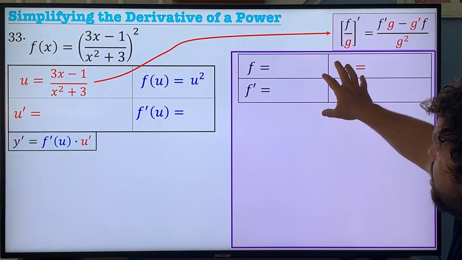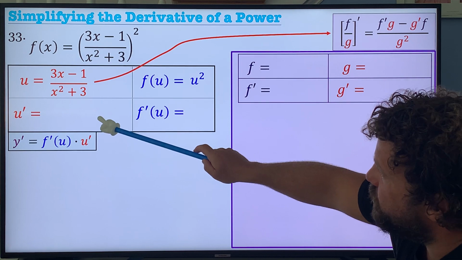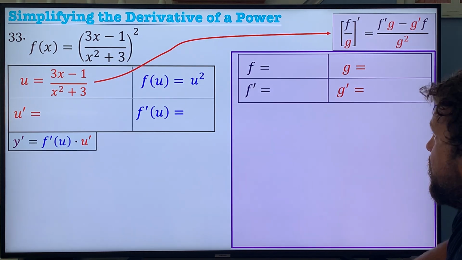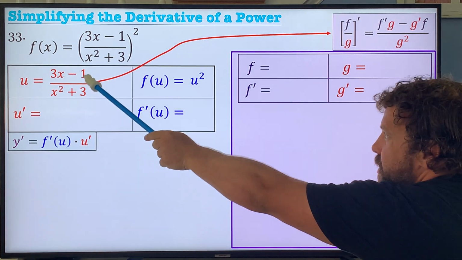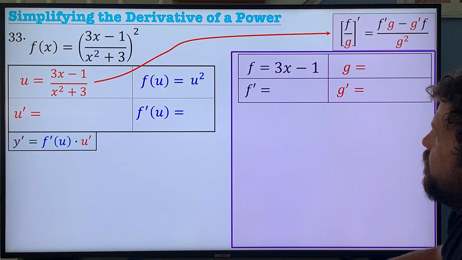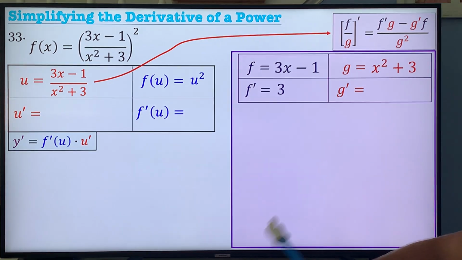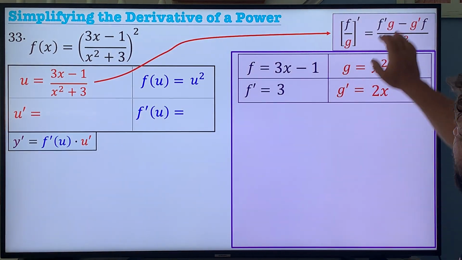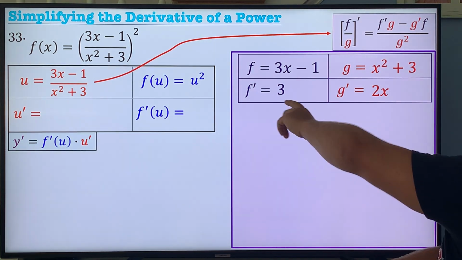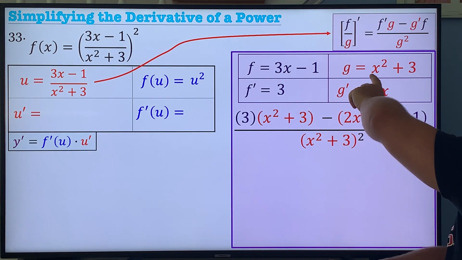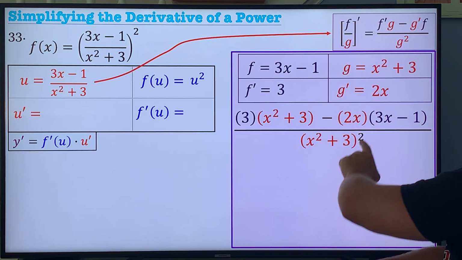So I have to use the chain rule, not to find f of u, but to find u prime. To find the derivative of the inside, I need the quotient rule. My f is my numerator, which is 3x minus 1. The derivative of that is 3. My g is my denominator, x squared plus 3. The derivative of that is 2x. I have to use now the quotient rule to find u prime: 3 times x squared plus 3 minus 2x times 3x minus 1, all over x squared plus 3 squared.